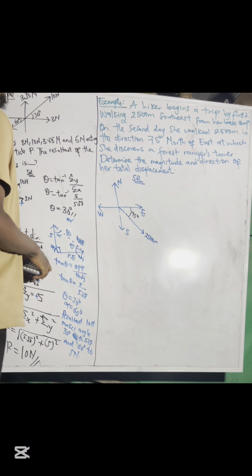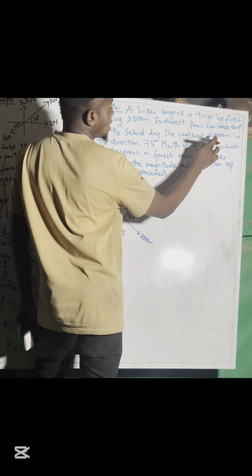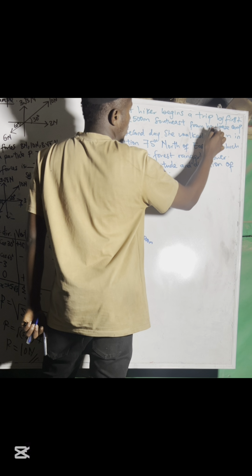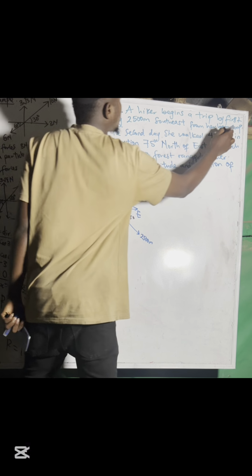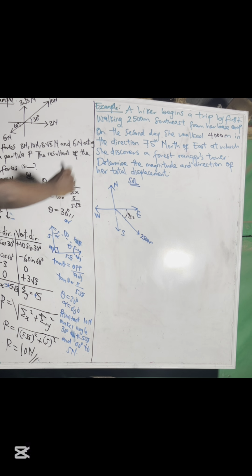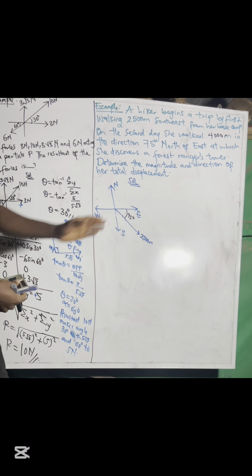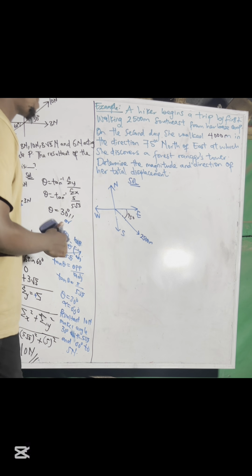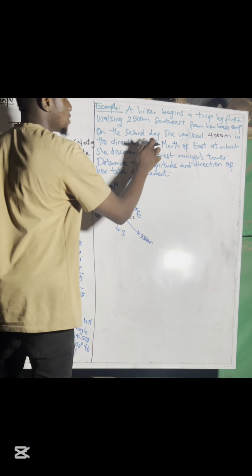So that's that, guys. The next one is this. On the second day she walked, guys, this should be 4,000 meters, not 2,500. This should be 4,000 meters. So she walks 4,000 meters in the direction of 75 degrees north of east. So guys, this is north of east. That simply means the angle is between north and what? East. They said 75 degrees.